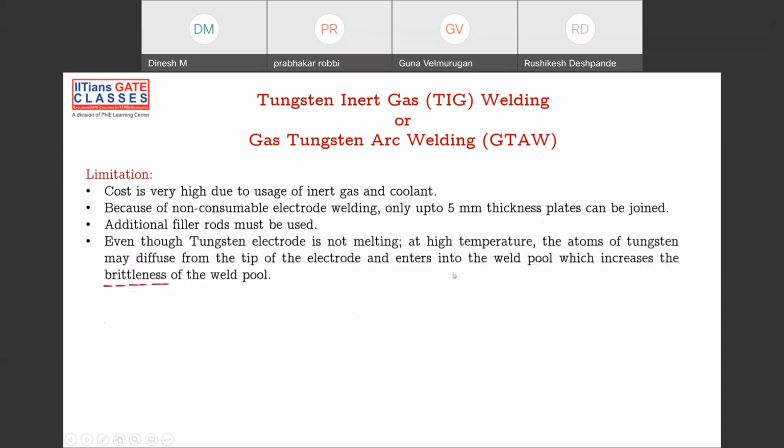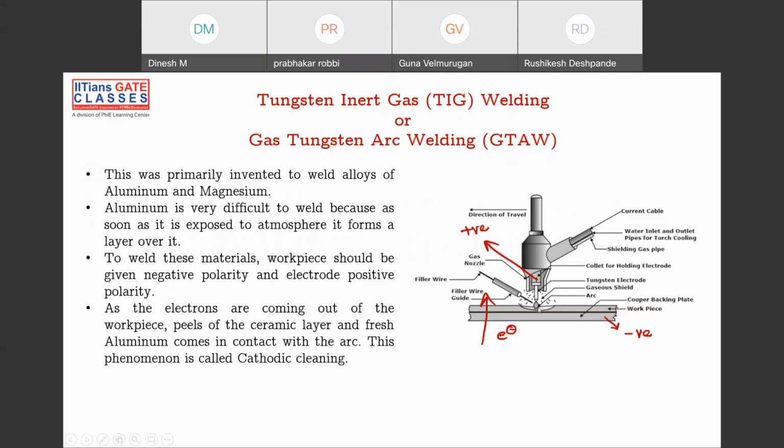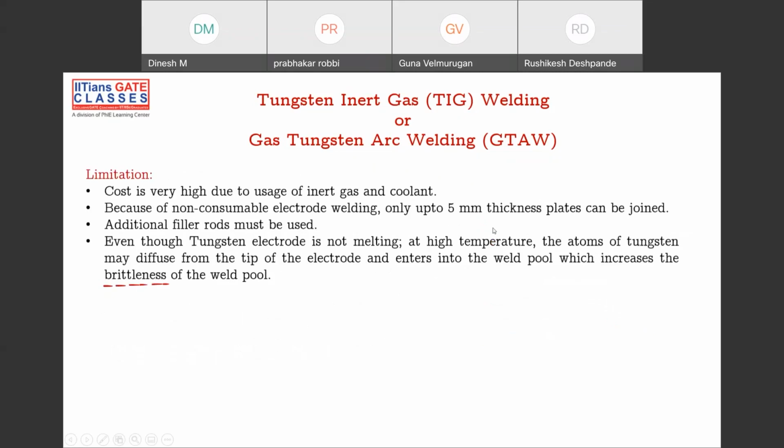And additional filler material is needed, which is one of the limitations. We produce filler rods ready so that we can fill the material. And one more thing, even though the melting point is very high for tungsten, it's not ideal, so obviously a huge temperature is generated. Because of that temperature, some tungsten particles are melted or removed from the tungsten electrode and get mixed into the workpiece. They deposit in the weld pool, and that increases the brittleness of the weld. That's not good, because if a crack has initiated somewhere, the propagation will be very easy in brittle structures. So these are the limitations of gas tungsten arc welding.